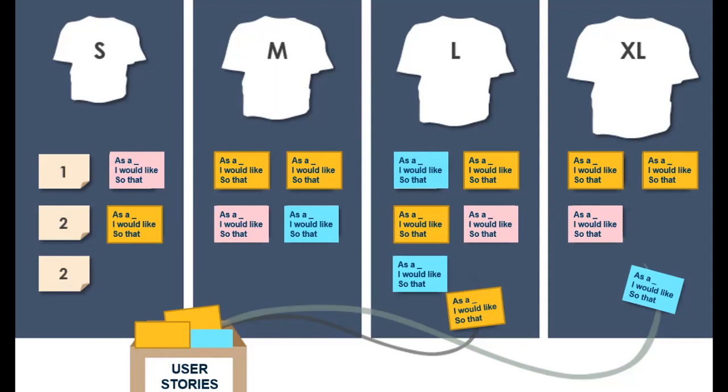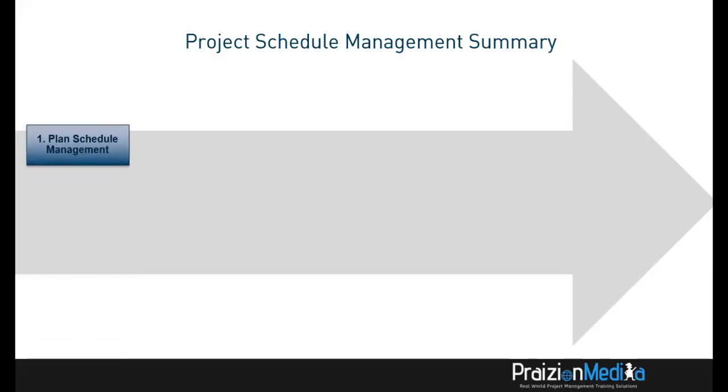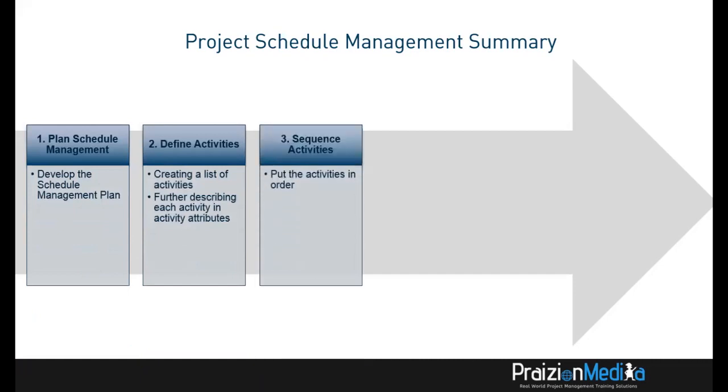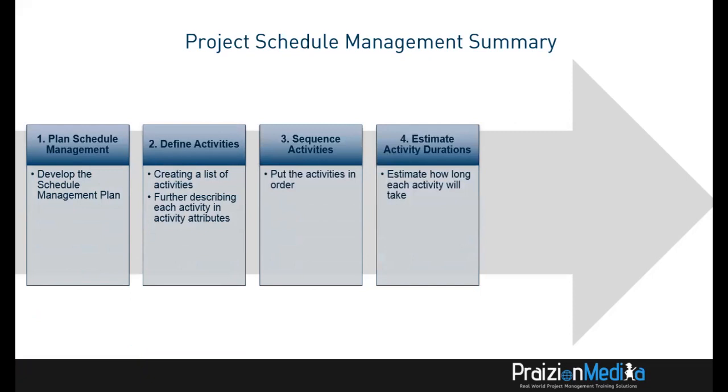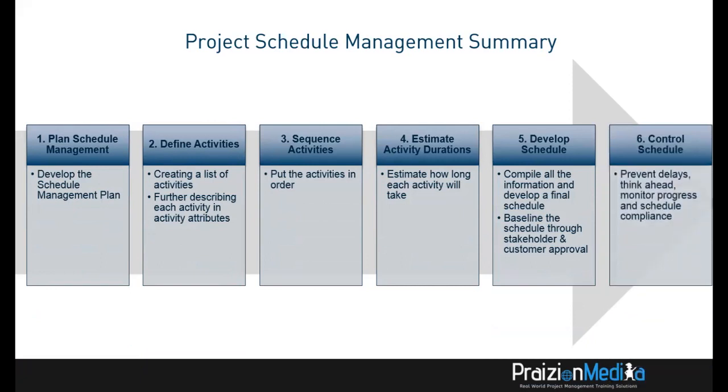Now, going into the concept of predictive. In the world of predictive, we say schedule management is all about the processes required to manage the timely completion of the project. We have 6 things that happen here. 1, we plan schedule management. 2, we define activities. 3, we sequence the activities. 4, we estimate activity durations. 5, we develop the schedule. Pretty much the schedule is already there when you've done 1 to 4, and we just put a bit more paint on it and we're done. And the final one is to control the schedule.